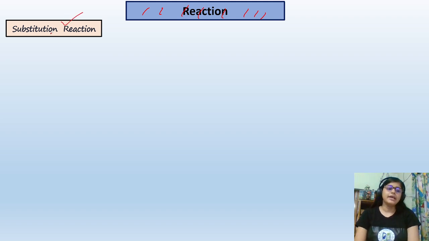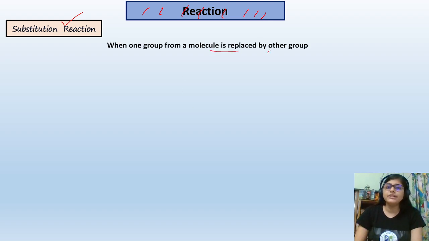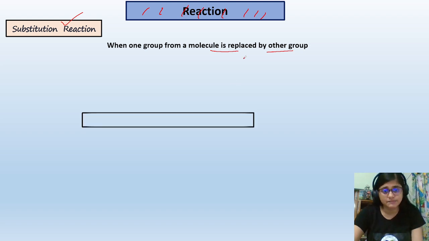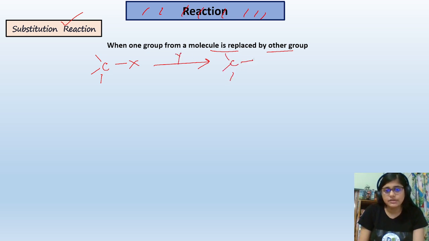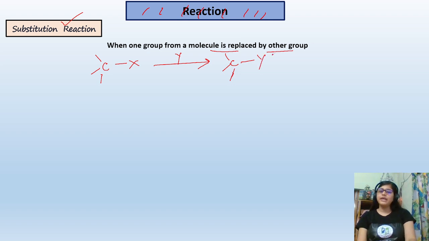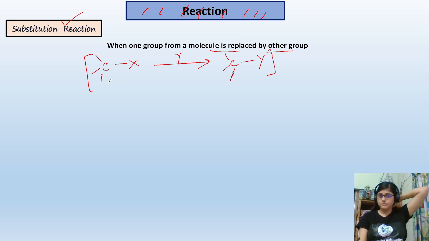We have to have the idea of what a substitution reaction actually is. When one group from a molecule is replaced by another group, that is called a substitution reaction. For example, take any organic molecule, let's say R-X, where X is a leaving group, and a Y group is given. X is replaced by Y. These kinds of reactions are called substitution reactions. I think all of you know these things, right? You are reading chemistry, you are now an MSc student, so you should have an idea.